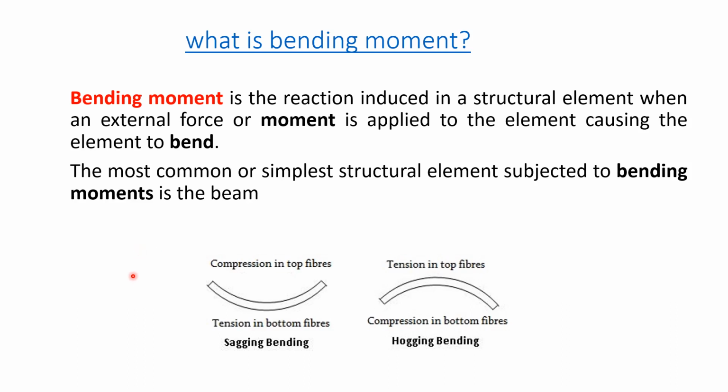So there are two cases. If there is compression in the top fibers and tension in the bottom fibers, then there is sagging bending. In sagging bending, we normally use the sign convention as positive. In the other case, when there is tension in the top fibers and compression in the bottom fibers, the beam bends in this condition, which is called hogging, and we take it as negative.